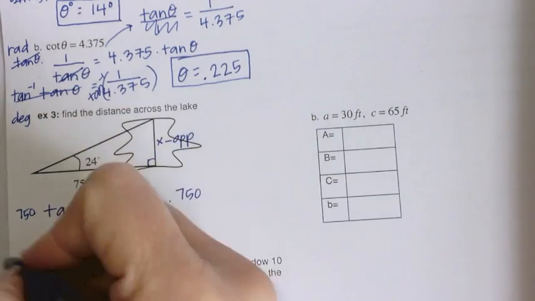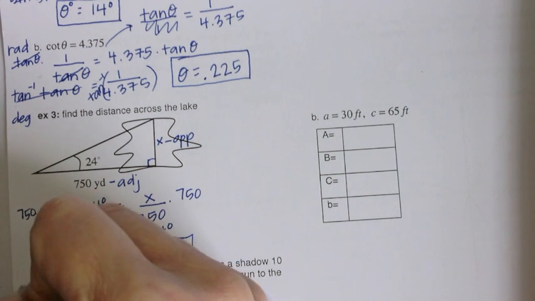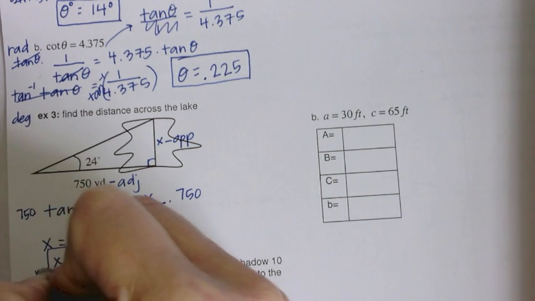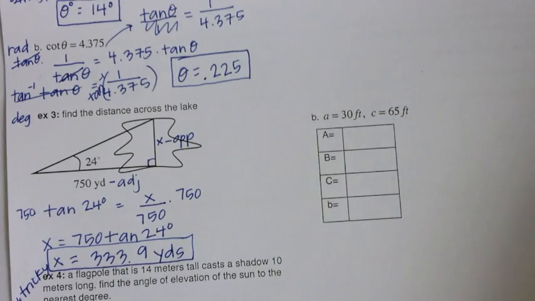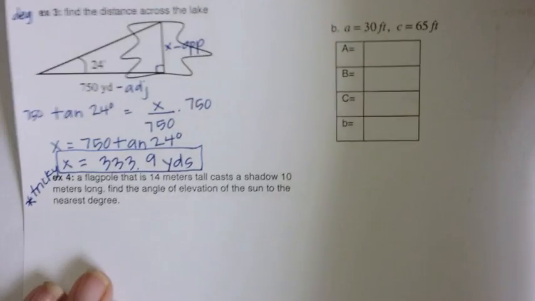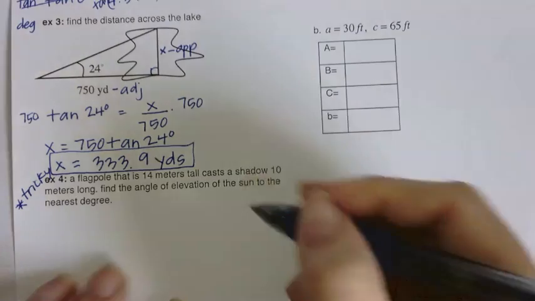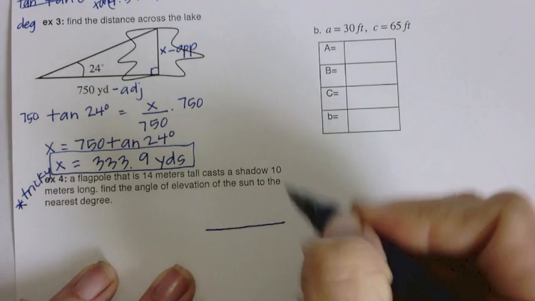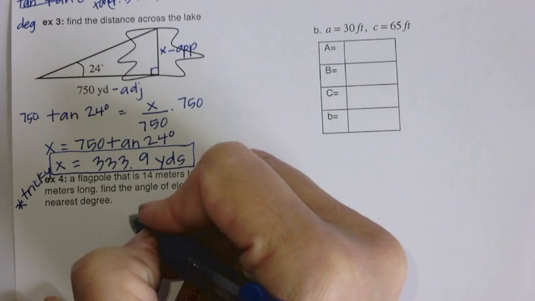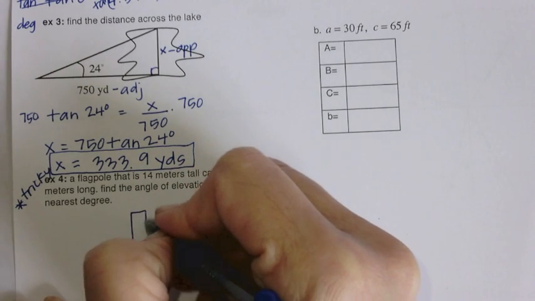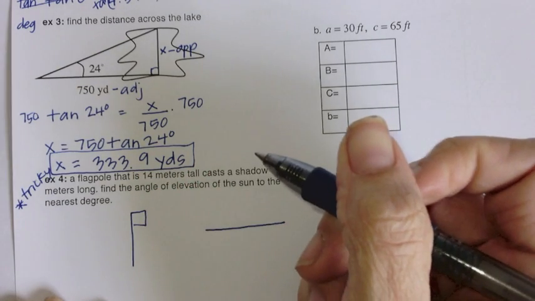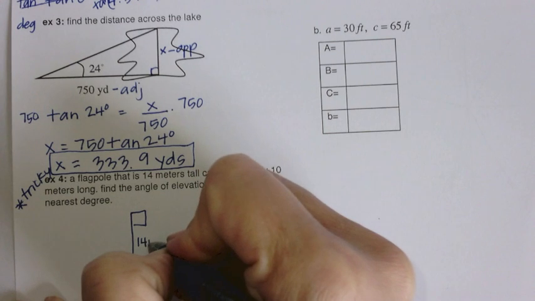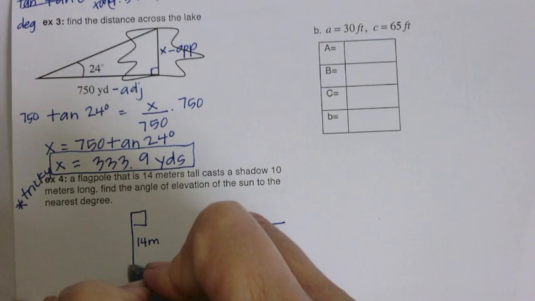Okay, example 4, I'm going to put a tricky on it just because I want you to come back and study what it means to be like angle of elevation and angle of depression, which isn't in this problem, but it's one that you might experience. So this right here says a flagpole. So here's my little picture. That is 14 meters tall, casts a shadow that is 10 meters long.